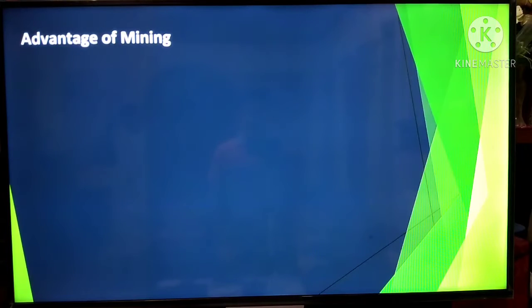So, what are the advantages of mining? Of course, we are going to tackle why it is important, why it's essential in the life of humans, and why it's very useful nowadays.